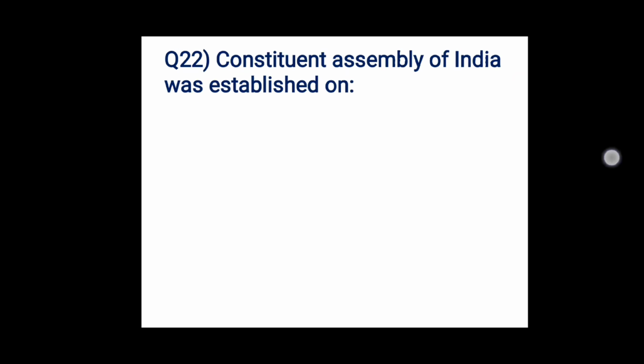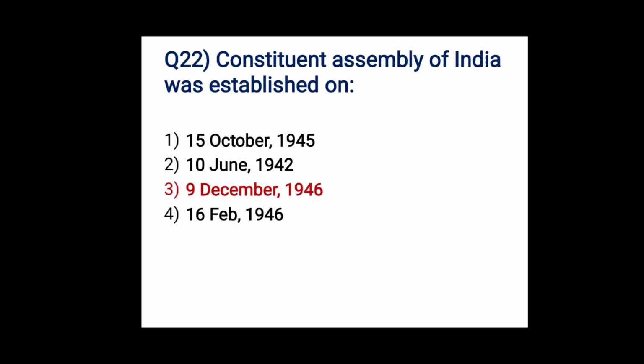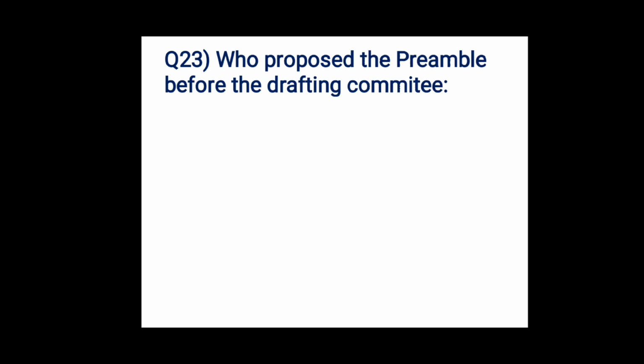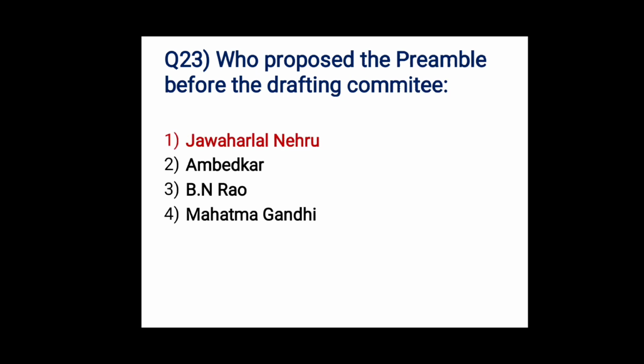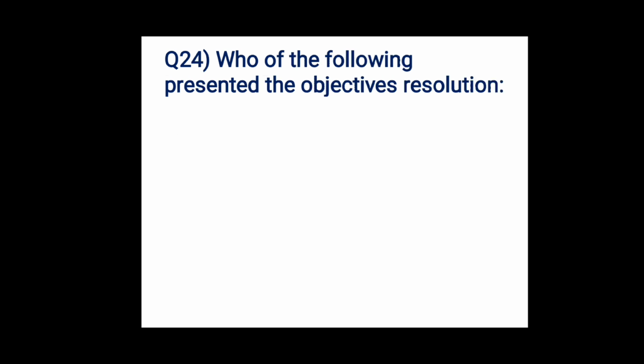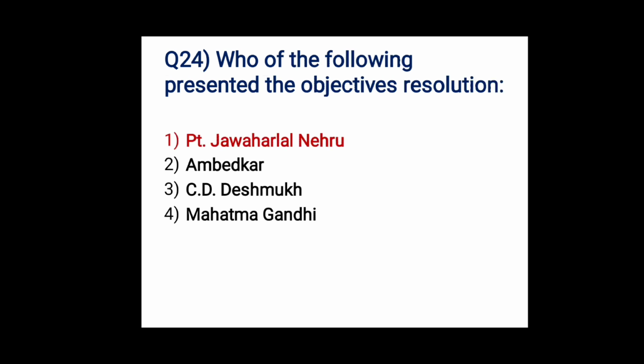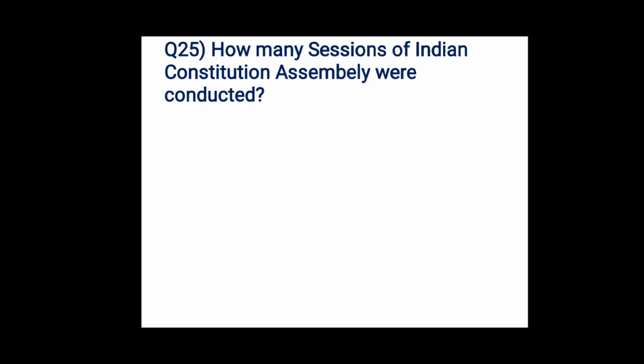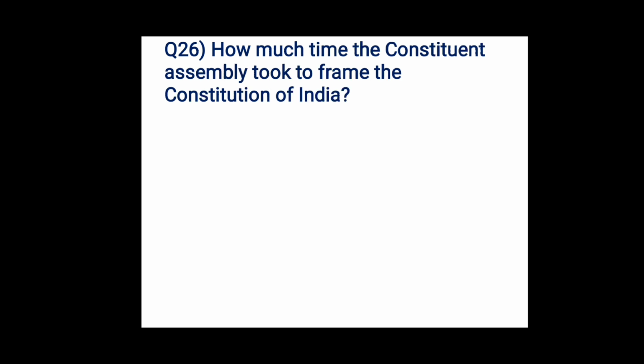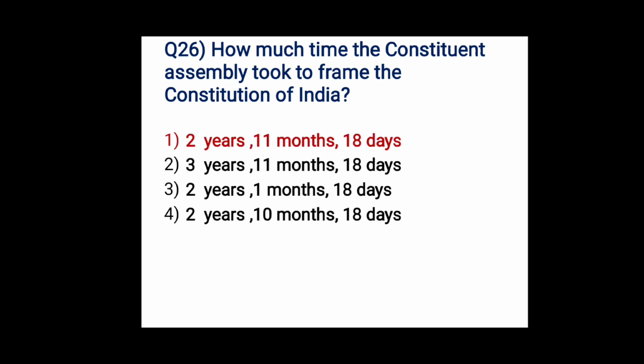The Constituent Assembly of India was established on 9 December 1946. Who proposed the preamble before the drafting committee? It is Jawaharlal Nehru. Who presented the objective resolution? It is Pandit Jawaharlal Nehru again. How many sessions of the Indian Constituent Assembly were conducted? A total of 11 sessions were conducted before making the final constitution. How much time was required to frame the Constitution of India? A total of 2 years, 11 months, and 18 days.